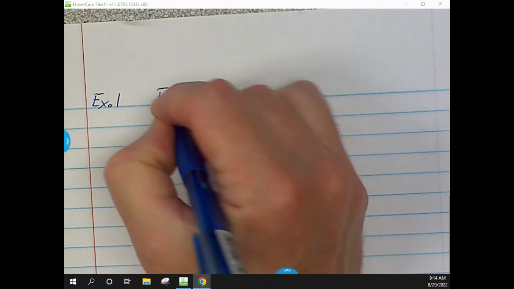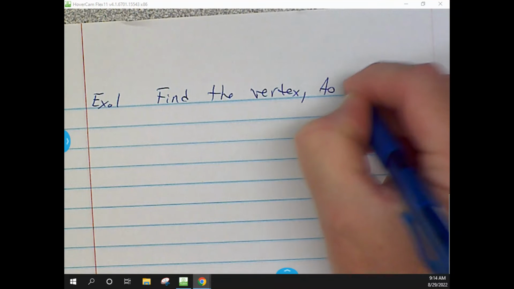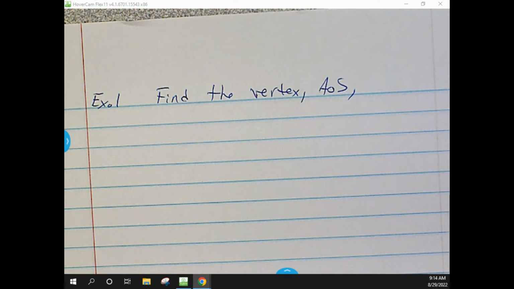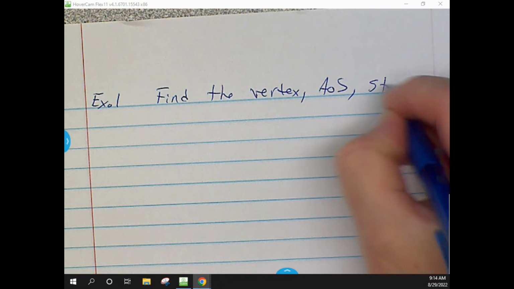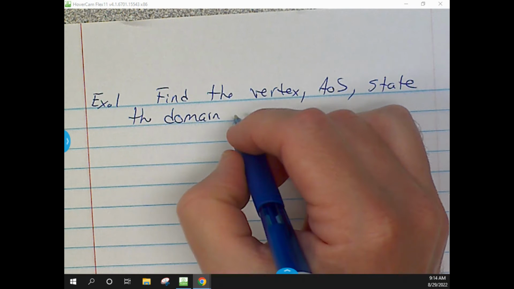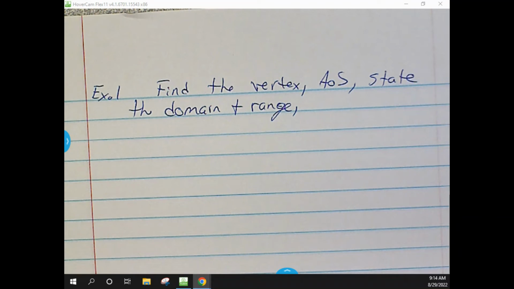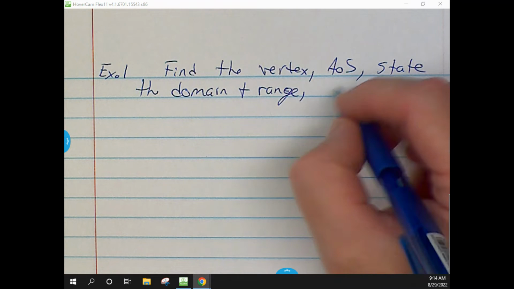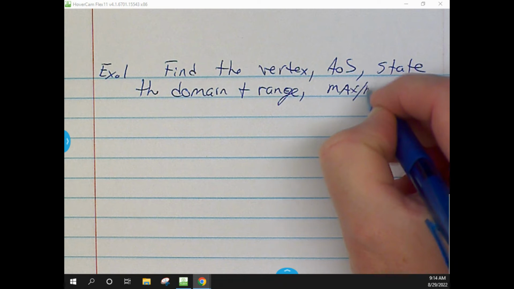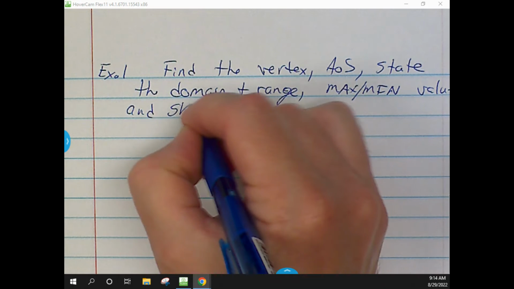All right, so we're going to do everything we could do here. We're going to find the vertex, the axis of symmetry. Let's state the domain and range. And most of the time they either say the max or min, because again it could be either, depending on the number. So max or min value, and then we're going to sketch it.